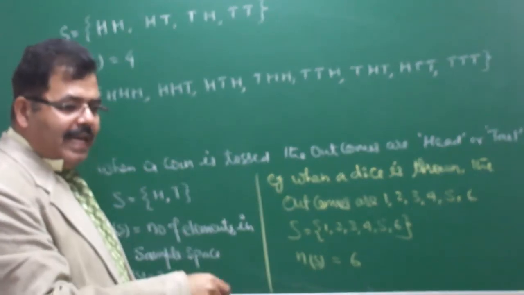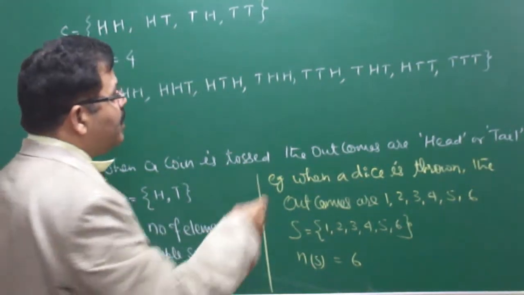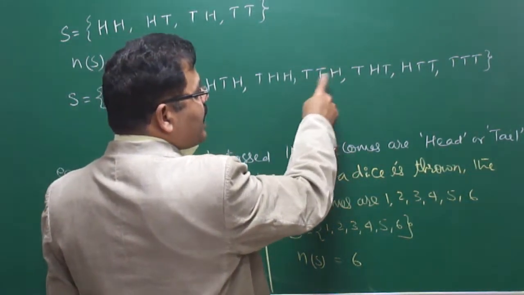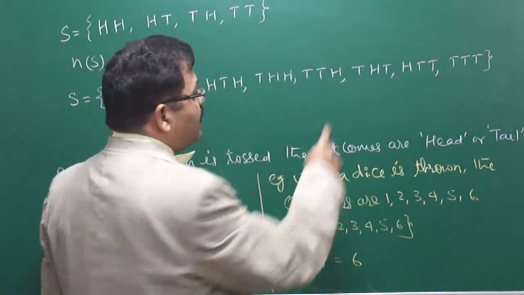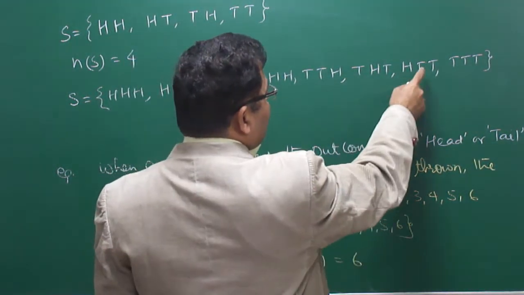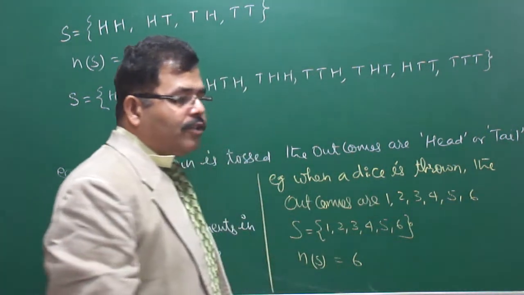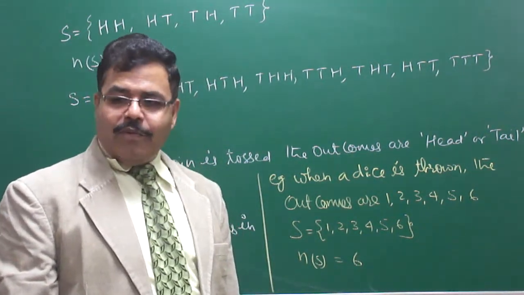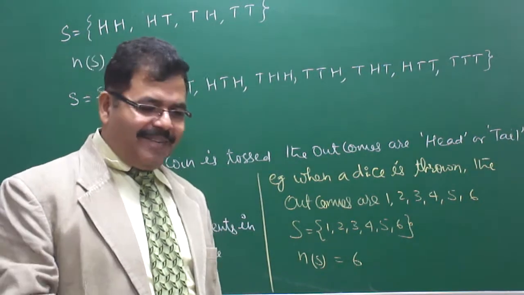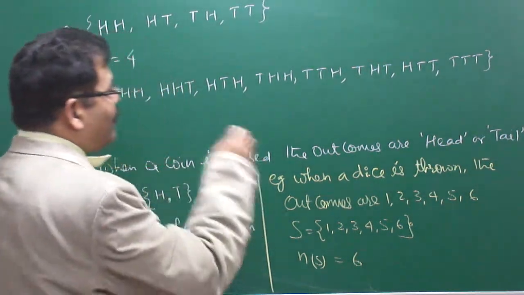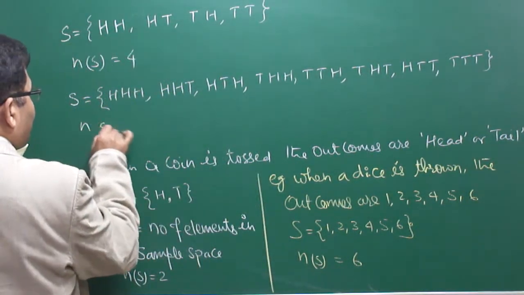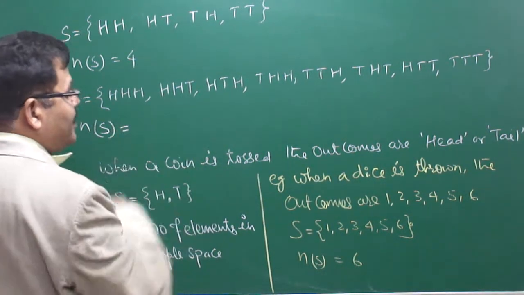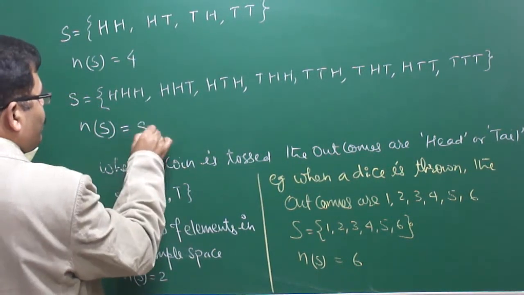Head, head, tail; head, tail, head; tail, head, head. Means first time tail and last 2 times head may come. First 2 times tail and last time head may come. Tail, head, tail may come, or head, tail, tail may come. Or it is also possible that all 3 times tail comes, first time tail, second time tail, third time tail. So the number of elements in that case, the sample space has 8 only.